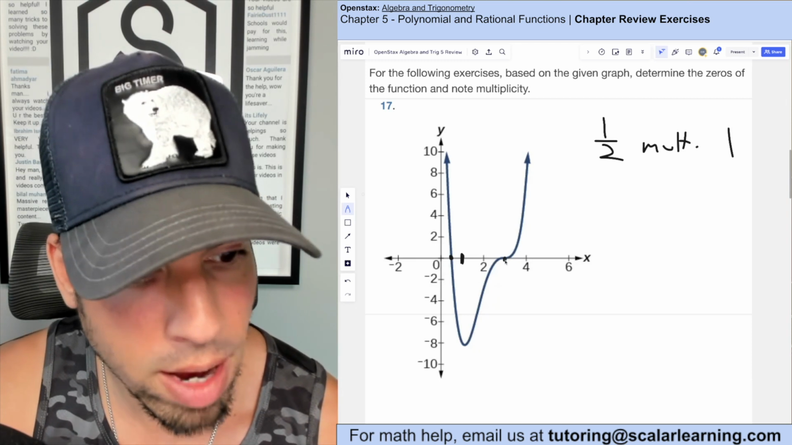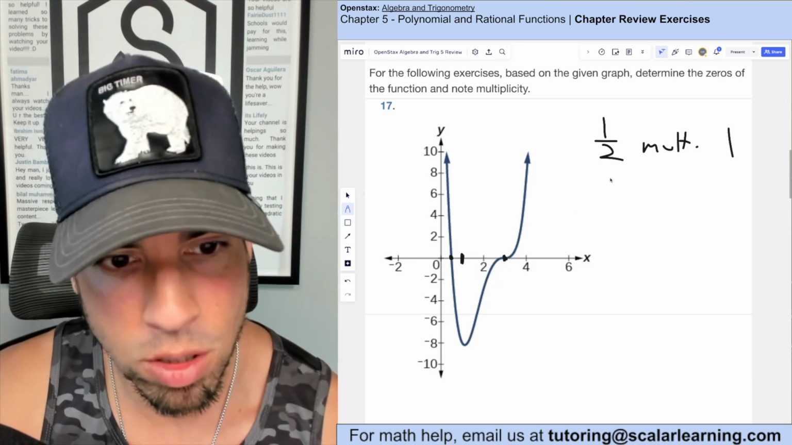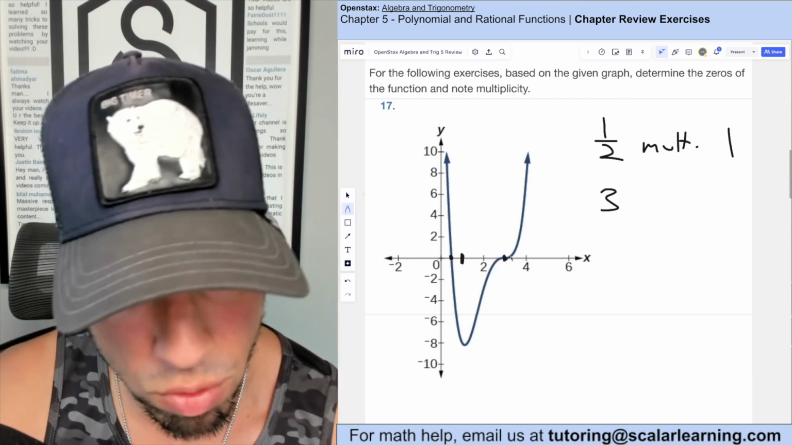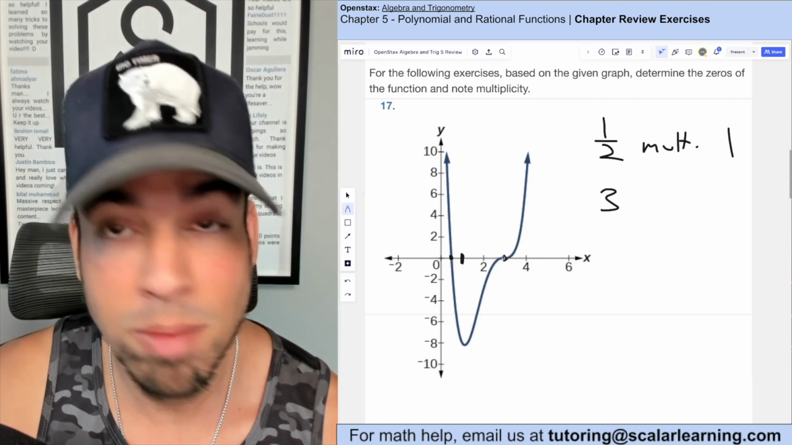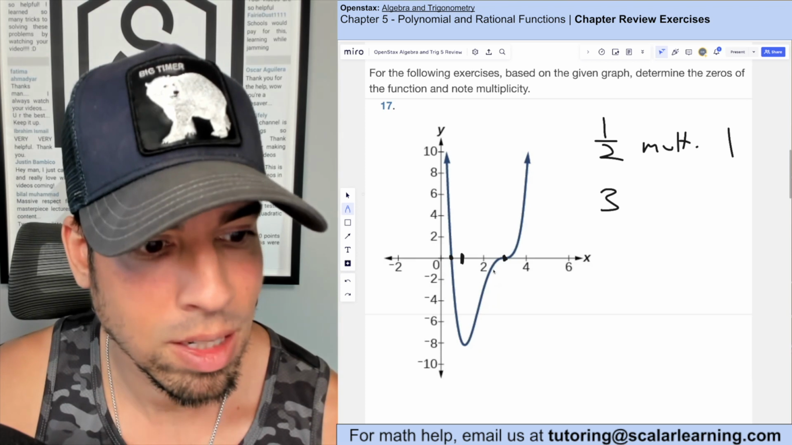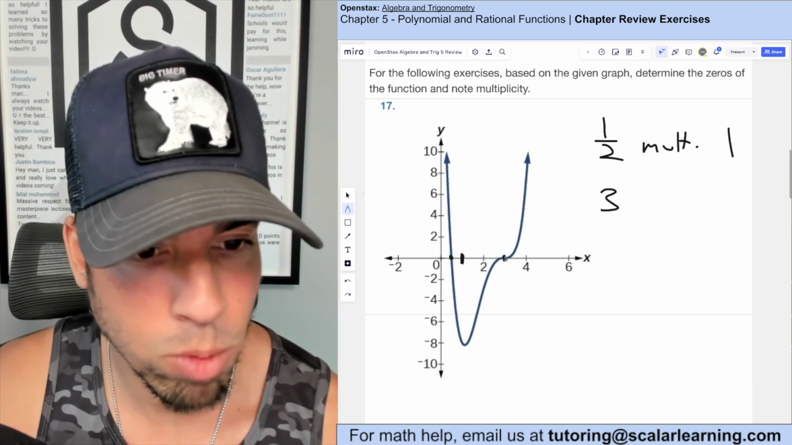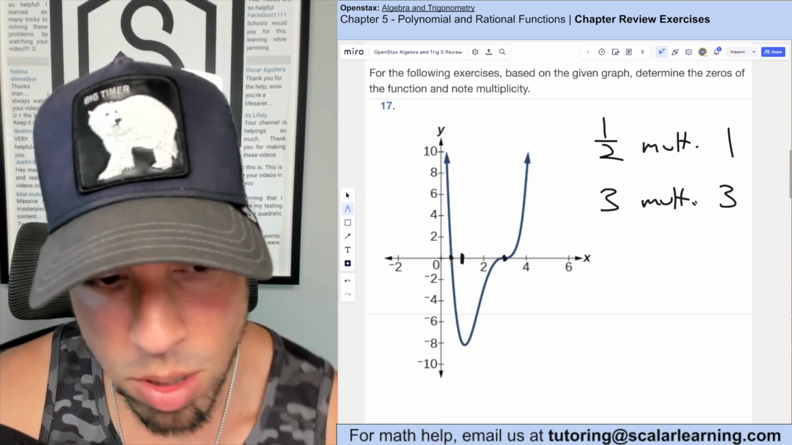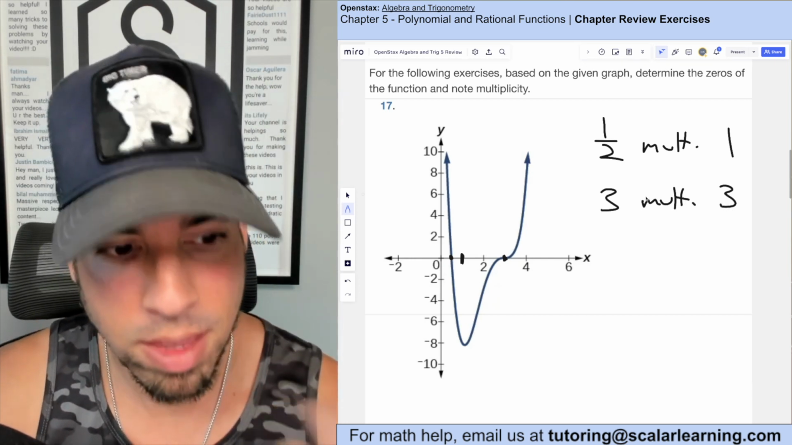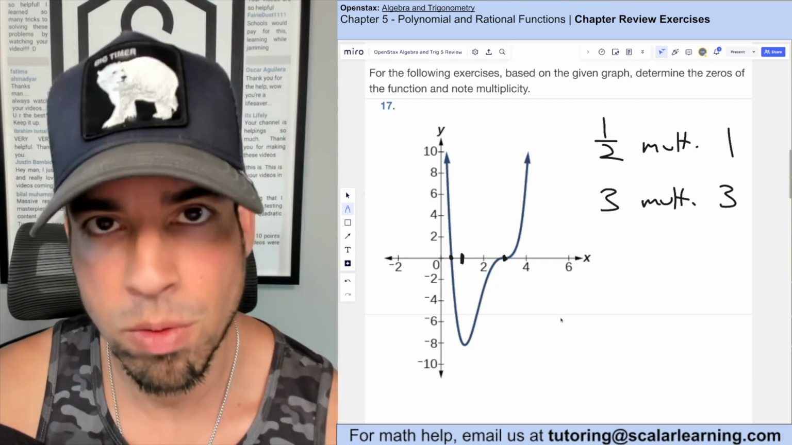And then we also have it crossing here. That sure looks like right in the middle of 2 and 4. So I'm going to estimate that to be 3. And because it flattens out like this, right, it is going to be an odd multiplicity, but that's probably greater than 1 multiplicity. So we're just going to go with an estimate of a multiplicity of 3. Maybe it's 5, maybe it's 7, but I think 3 is a reasonable guess. So here we go, done.